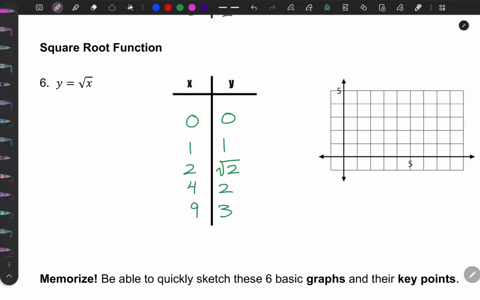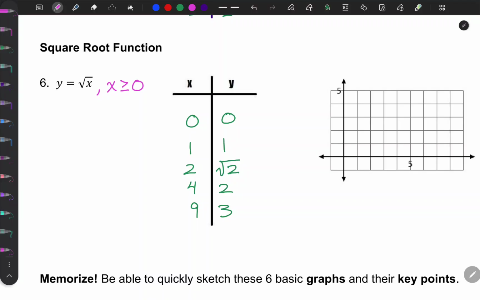All right, now we do have a restriction on our square root function, so we need to remind ourselves what kind of restrictions we have if we are taking a square root of x. We cannot take a square root of a negative number, so x must be greater than or equal to 0. It's fine to take a square root of 0, just not a negative number.